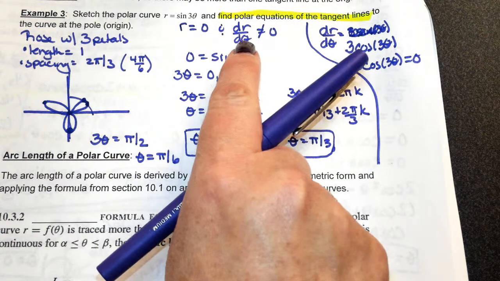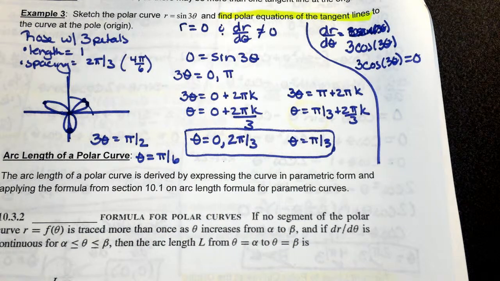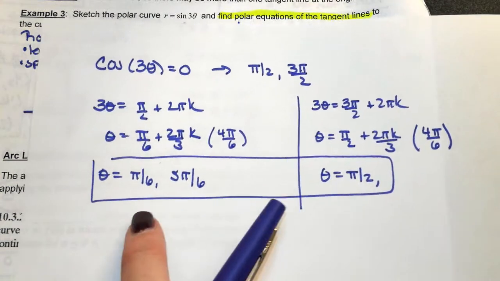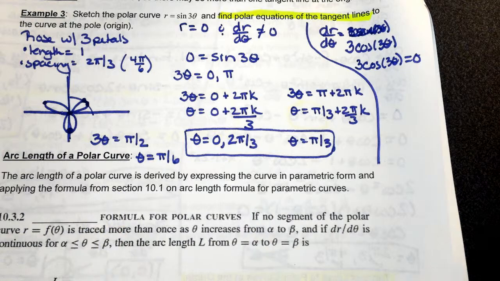Remember, if you found any of these angles, you have to check to find where dr d theta is equal to 0. Because if there is any place where dr d theta is equal to 0 and r is equal to 0, you've got to reject it.